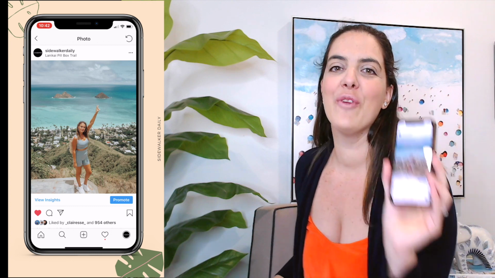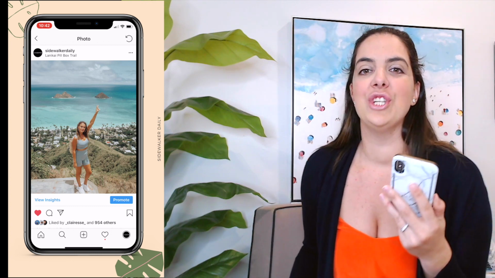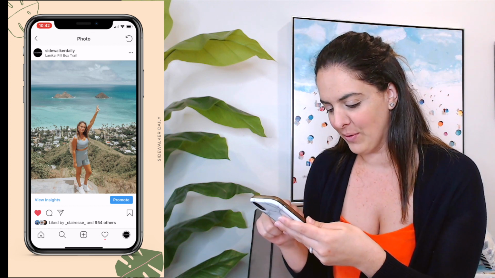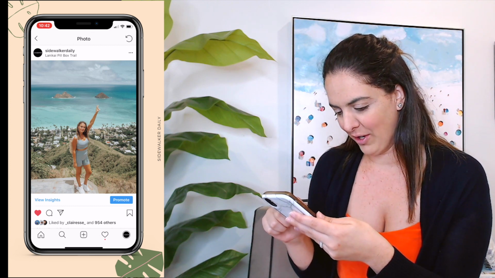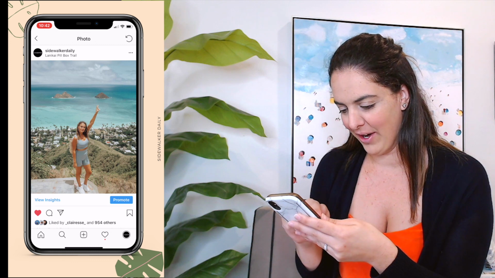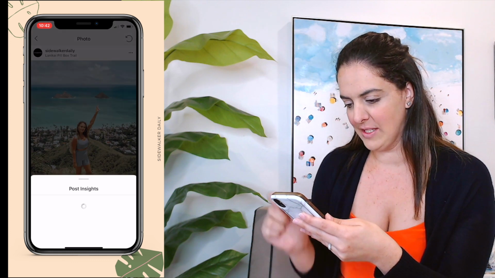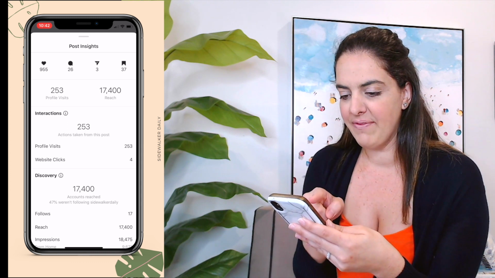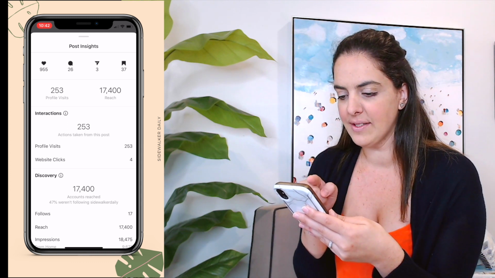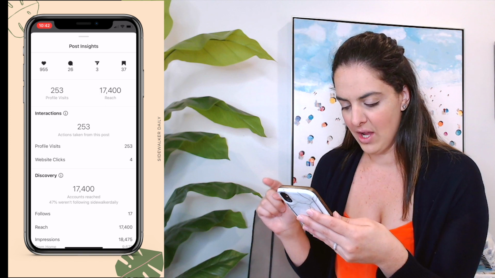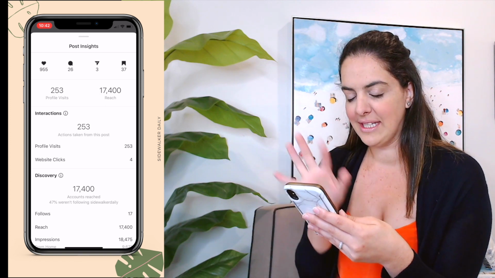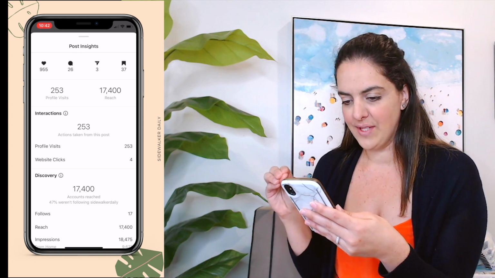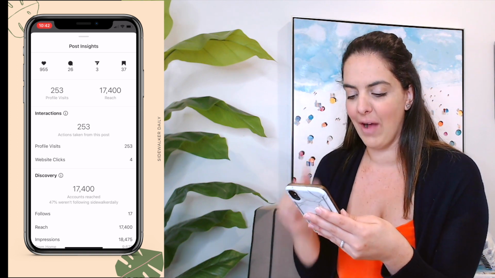Let's start with the first way to measure engagement, which is using your followers. So here you see I have a post from our good friend Anna East that we posted, love her. Let's look at our insights of this post. Okay, so this post got 955 likes, 26 comments, and 37 saves. We're going to make sure we keep those numbers in mind, our likes, comments, and saves.